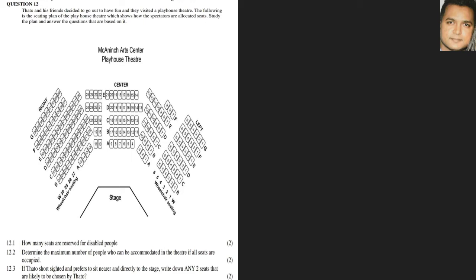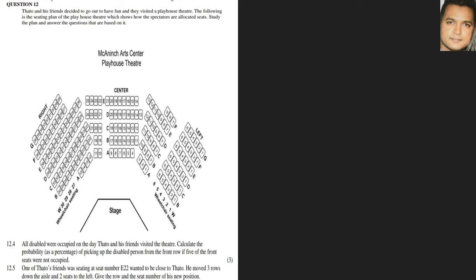If Tato is short-sighted and prefers to sit nearer and directly to the stage, write down any 2 seats that are likely to be chosen by Tato. So directly in front of the stage would be this portion here, and obviously it would be an area right at the front because he's short-sighted. So the seat numbers would be anything from A4 to A9. Now they only asked us to mention 2, so you could just choose any of those seats.